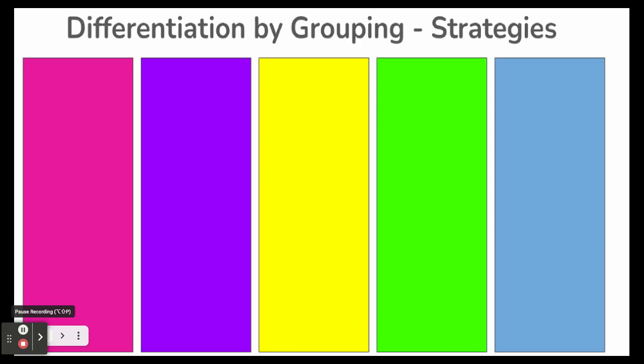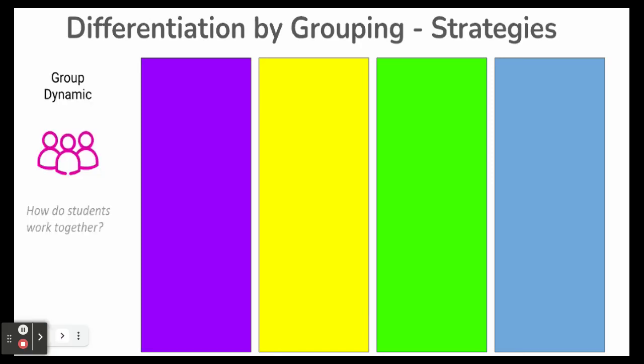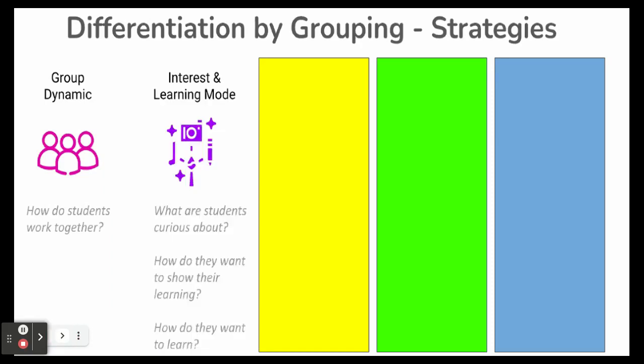When planning for differentiation within the small group stations, use these differentiation by grouping strategies. You can differentiate by group dynamic. How do students work together? You can differentiate by interest and learning mode. What are students curious about? How do they want to show their learning? How do they want to learn?